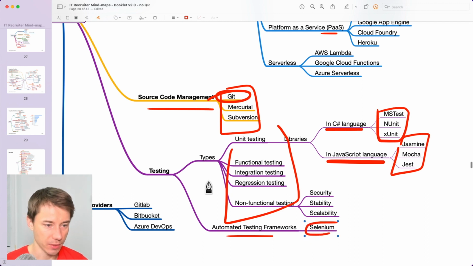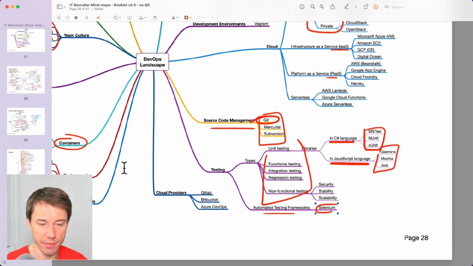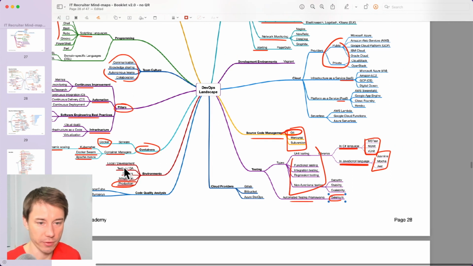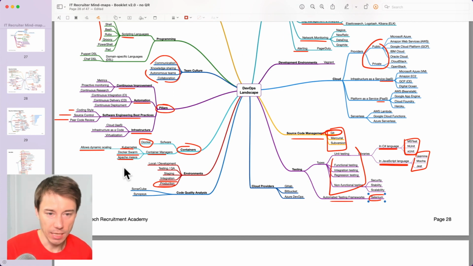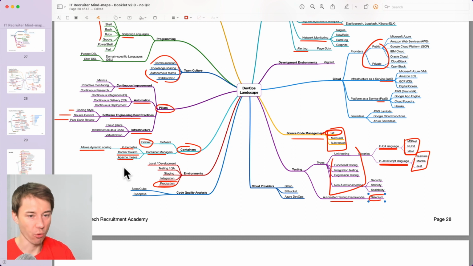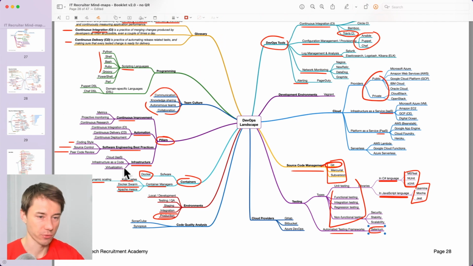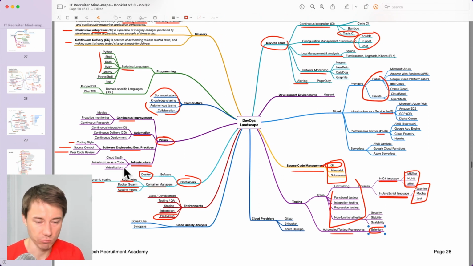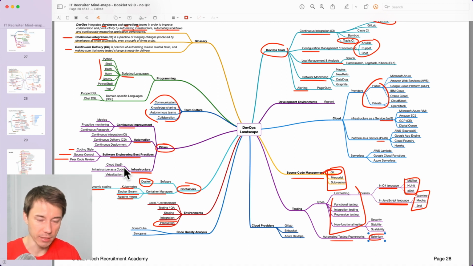Okay, so with this, I guess you should understand the high-level overview of the whole DevOps landscape. And there is obviously a lot more to this. I really quickly went through the most important IT terminology within this domain, but there is a lot more that you can learn from our members area.